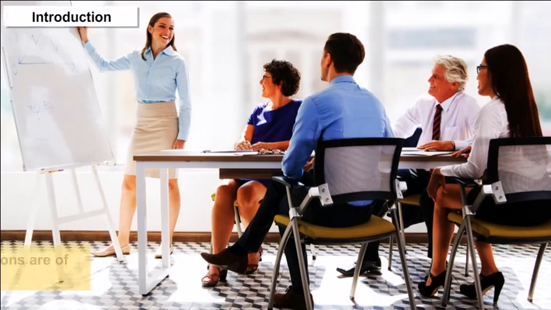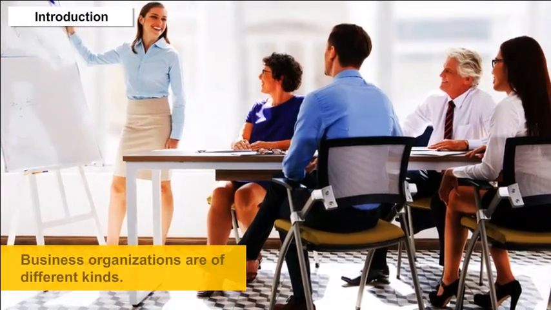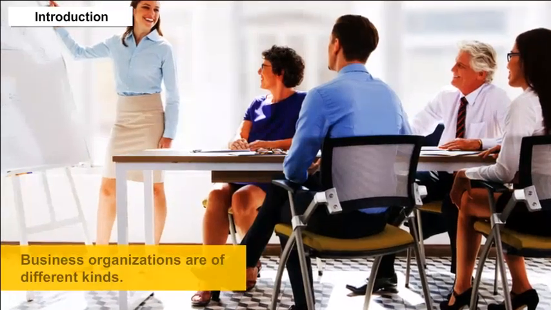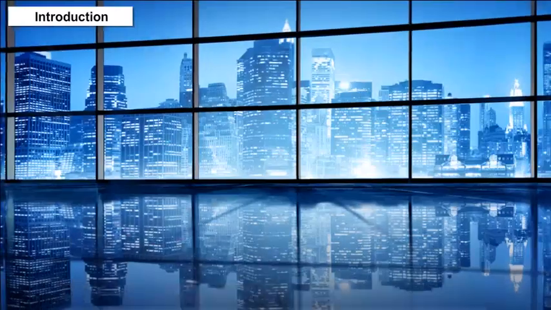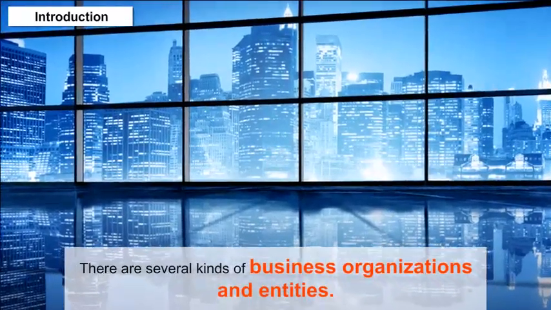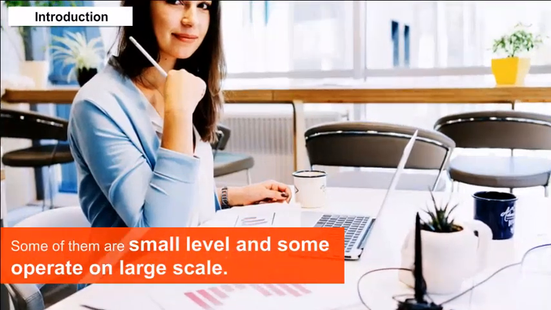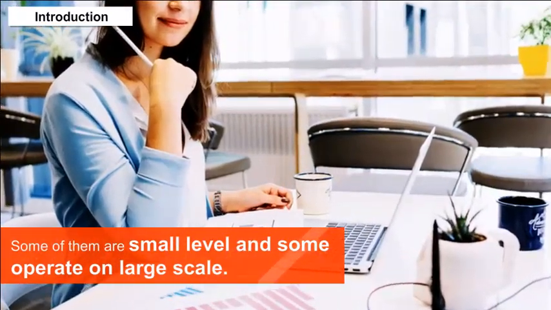Introduction. Business organizations are of different kinds. Economy is divided into two different sectors, public and private. There are several kinds of business organizations and entities. Some of them are small level and some operate on large scale.